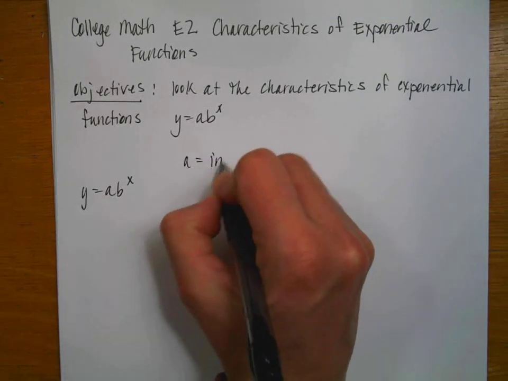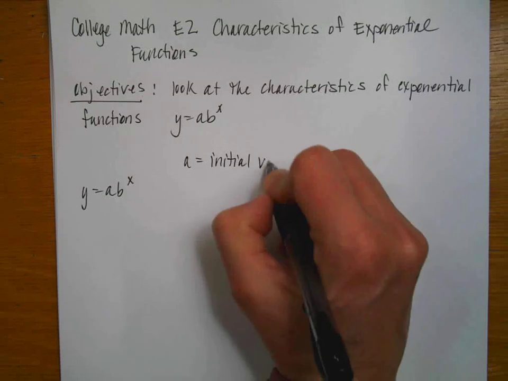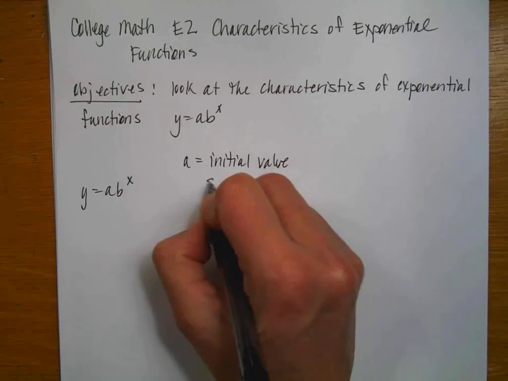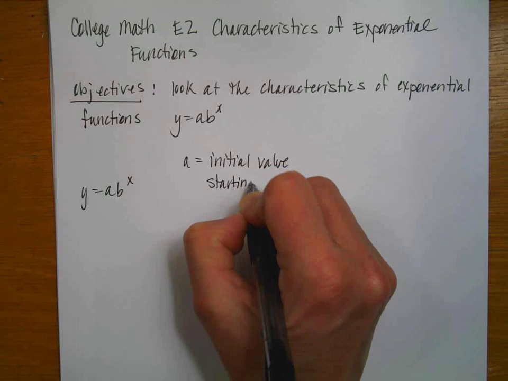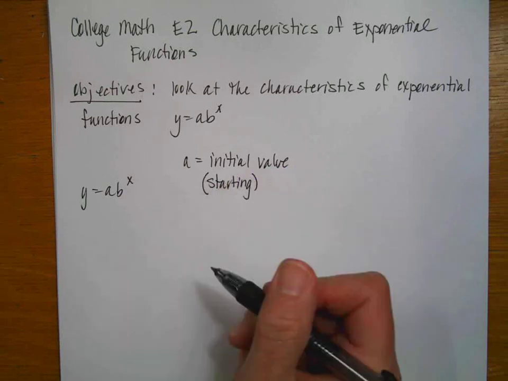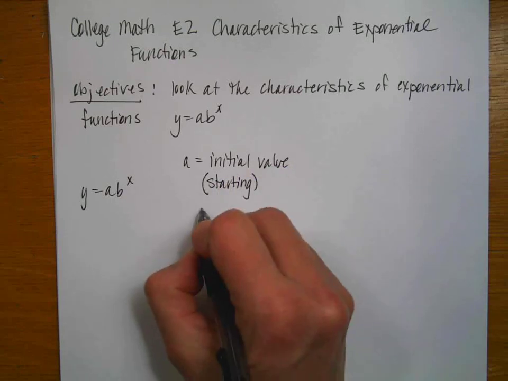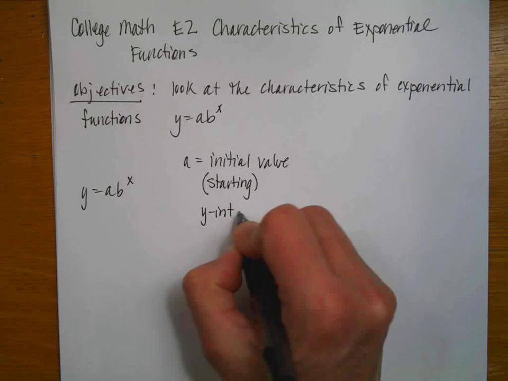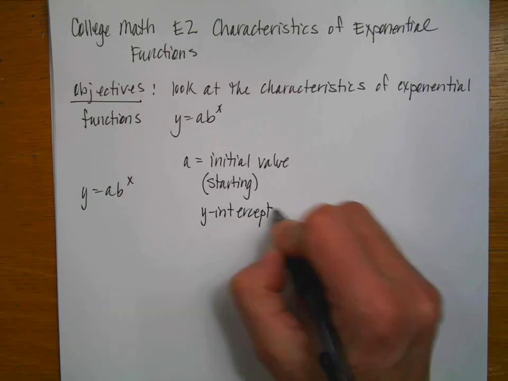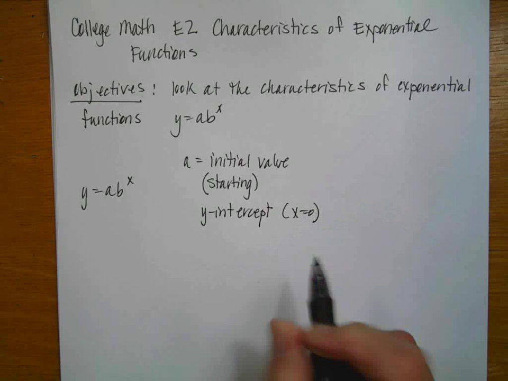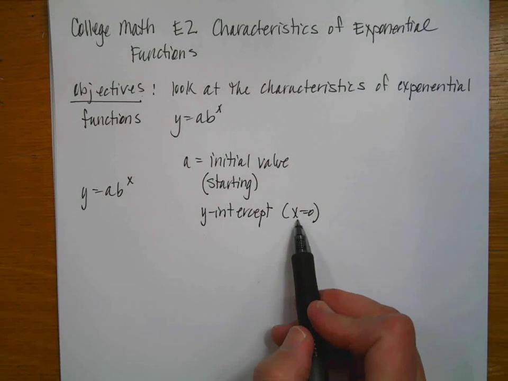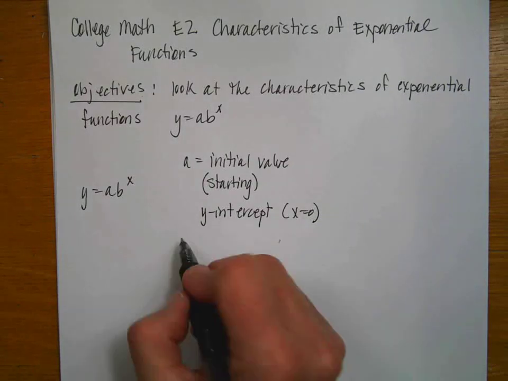A is going to be the initial value, or the starting value, we could call it. So how many things would I start with? It's also going to be the Y-intercept, which means that x is equal to 0. And in these cases, oftentimes x represents time.